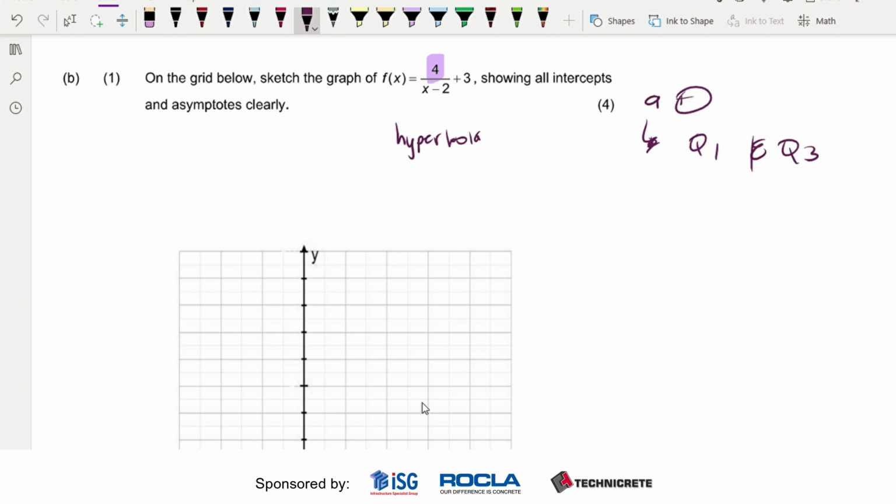Then we can take a look at the asymptotes that we have. So we have y is equal to 3, or q rather is equal to 3. And this is going to be our horizontal asymptote. At y is equal to 3, it's a horizontal asymptote. And x minus 2, we know we can take x minus 2 and make that equal to 0 to find our vertical asymptote, which is going to be at x is equal to 2.